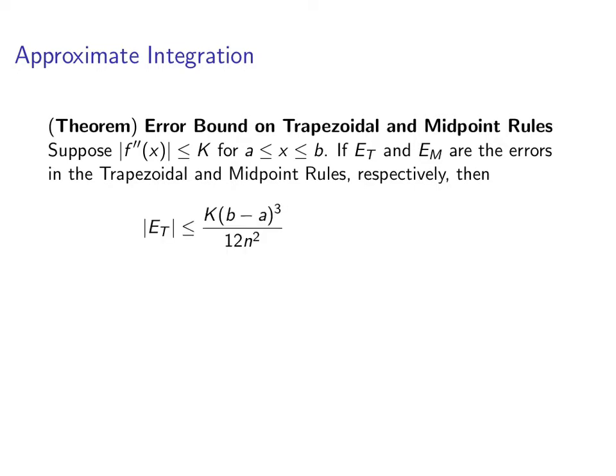Then there's a formula that says that the error in the trapezoid rule is no bigger than K times (b minus a) cubed all over 12n squared. Remember that n is the number of subintervals that we use. And then the error on the midpoint rule is smaller than K times (b minus a) cubed over 24n squared.